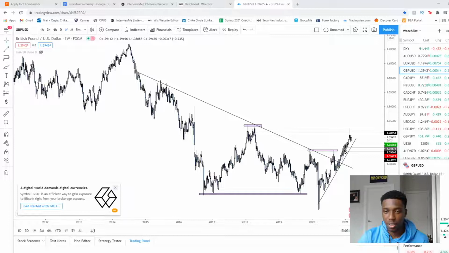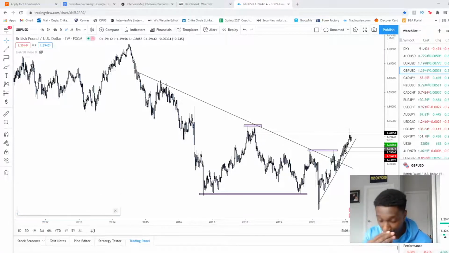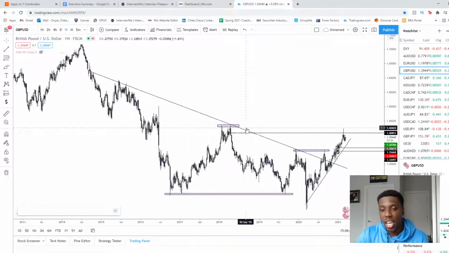Let's get into it. We're going to start off on the weekly of the GBP USD. And a quick reminder again, I'm going to be going over how I'm combining smart money concepts and ICT in my particular analysis of GBP USD. All right, let's get into it.